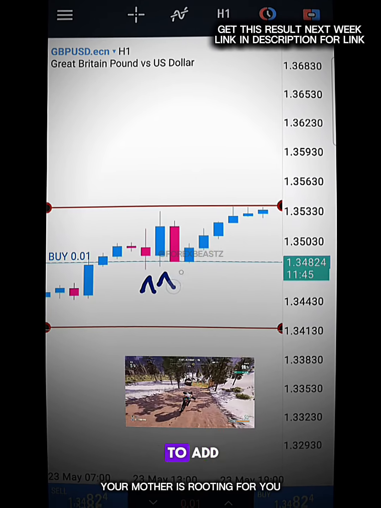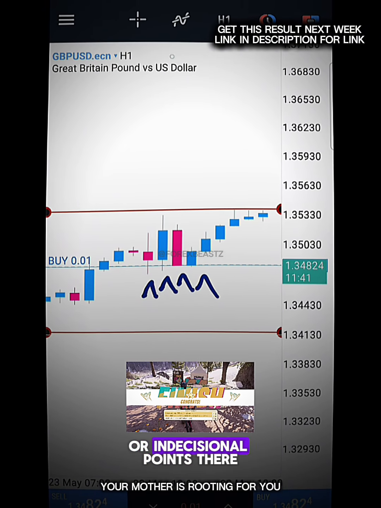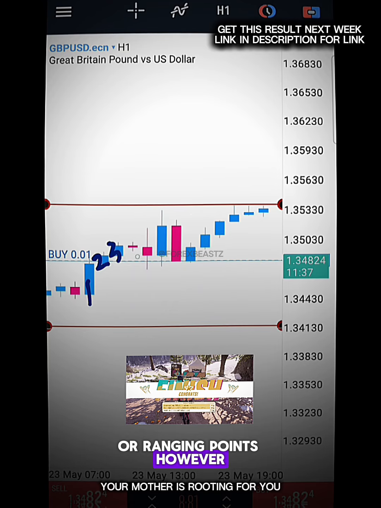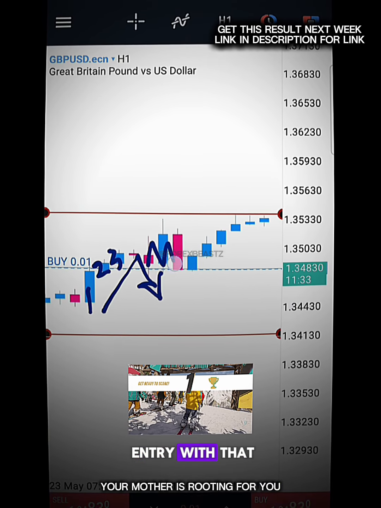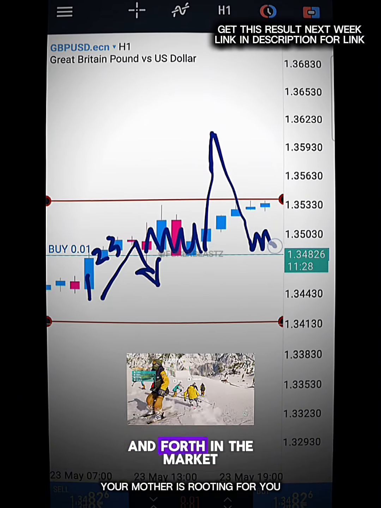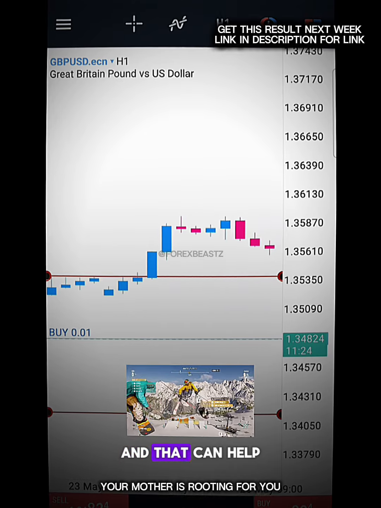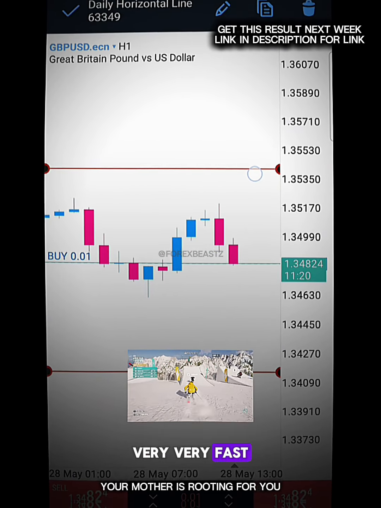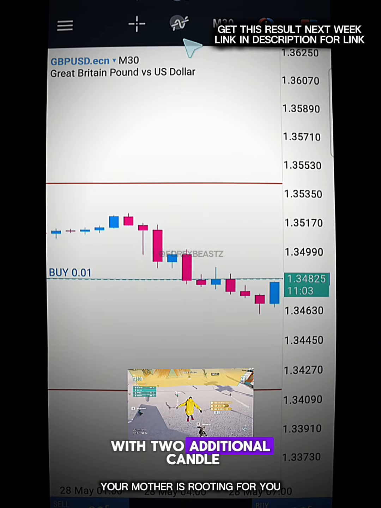Number 6, you want to look for another consolidation point or indecisional points, or ranging points, however you want to call it, and then align your entry with the liquidity around that point, because when there's back and forth in the market, there is always money around that point, and that can help price move very fast. And also you can even align your entries on lower time frame with 2 indecisional candles.